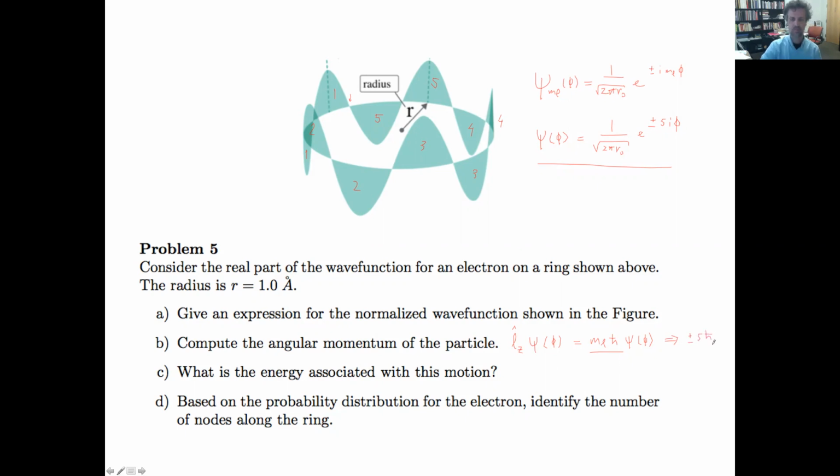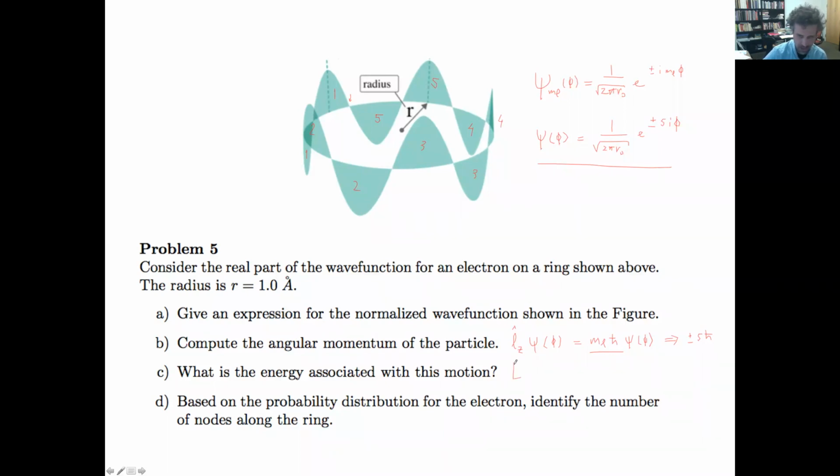Okay, so that is the angular momentum projection onto the z-axis. That is the only angular momentum I can compute here. There's no Ly or Lx in this case. All right, so what is the energy associated with this motion?